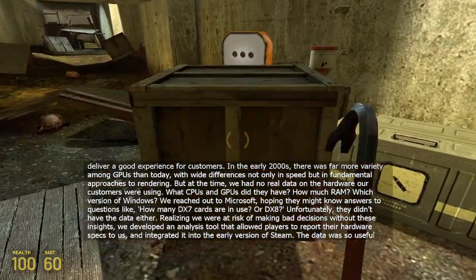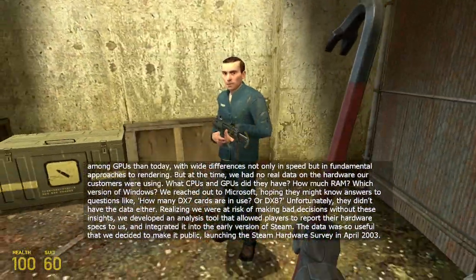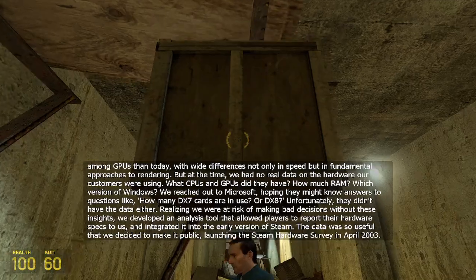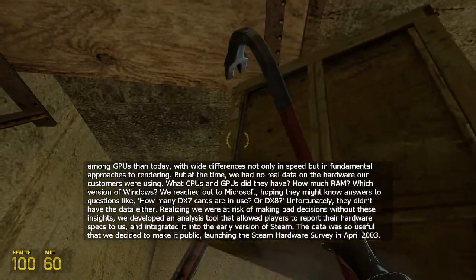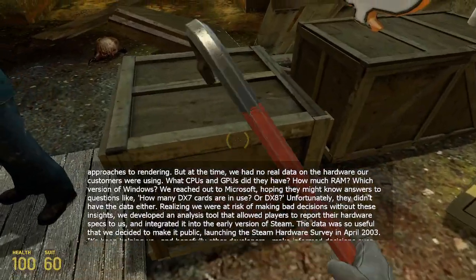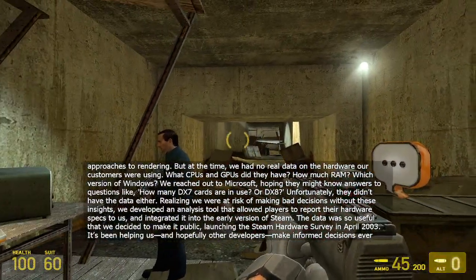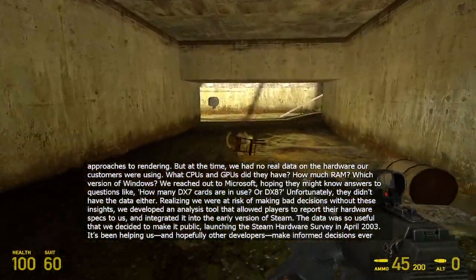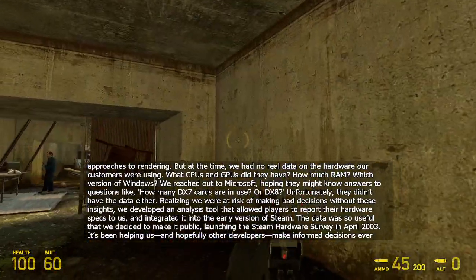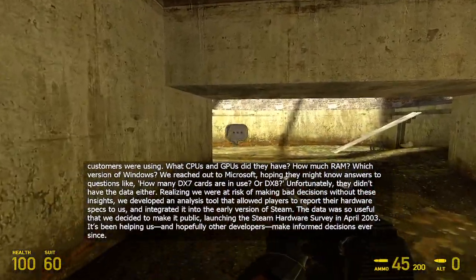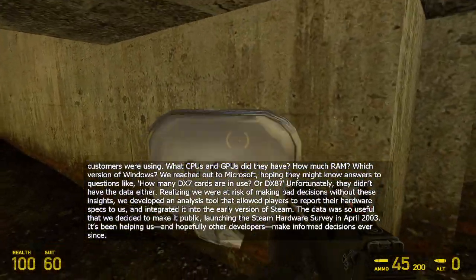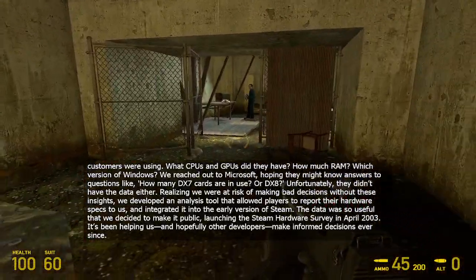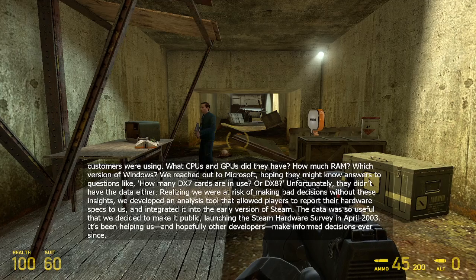We reached out to Microsoft hoping they might know answers to questions like, how many DX7 cards are in use? Or DX8? Unfortunately, they didn't have the data either. Realizing we were at risk of making bad decisions without these insights, we developed an analysis tool that allowed players to report their hardware specs to us and integrated it into the early version of Steam. The data was so useful that we decided to make it public, launching the Steam Hardware Survey in April 2003. It's been helping us and hopefully other developers make informed decisions ever since.